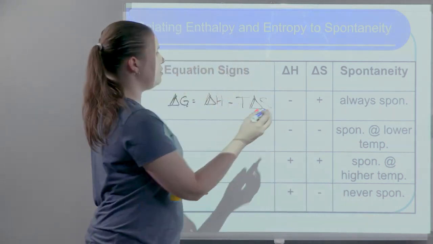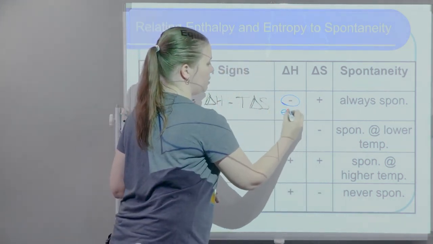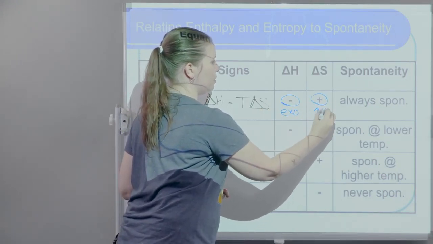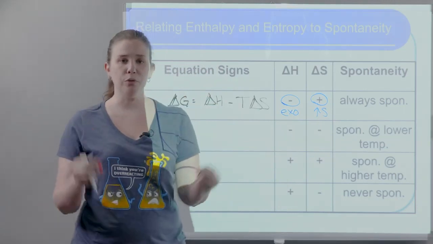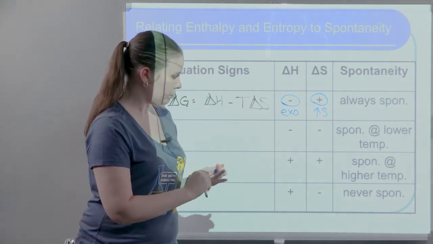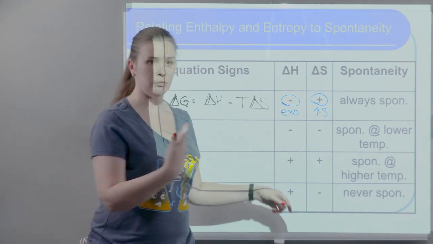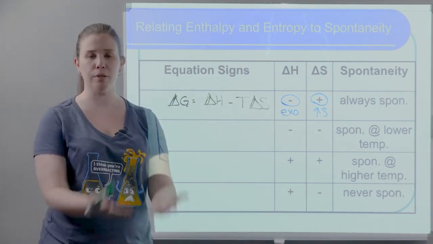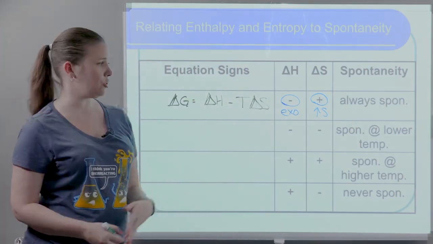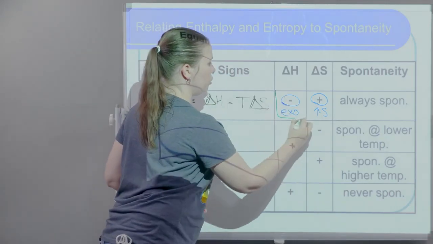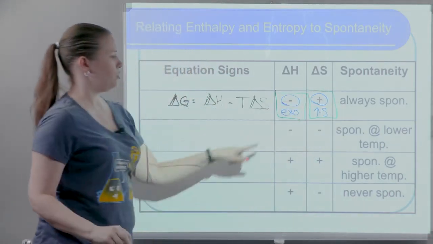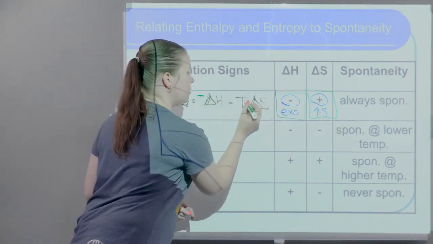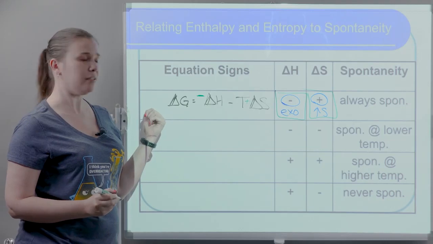So if delta H is negative, meaning it's exothermic, delta S is positive, meaning I'm increasing the entropy. Those would both be good things for the reaction. We would want energy to be available to facilitate the reaction. We would want chaos to be there, so the particles are bumping into each other and facilitating the reaction. So both of these things are good. So if I have this negative delta H and a positive delta S, what does that mean for my sign of delta G?